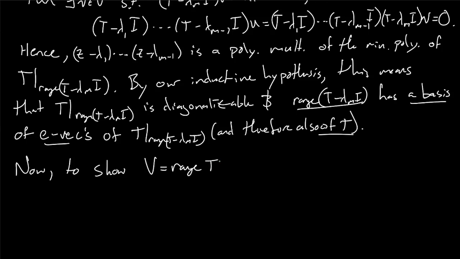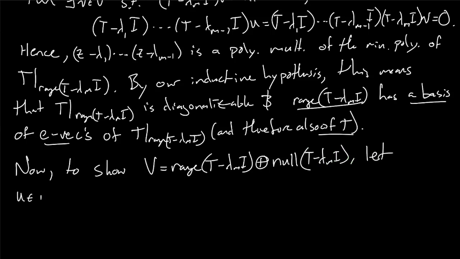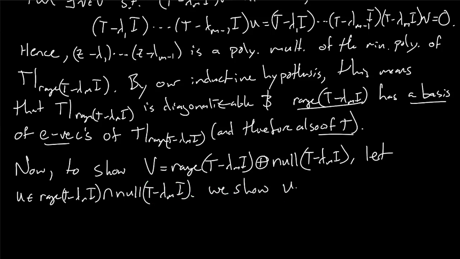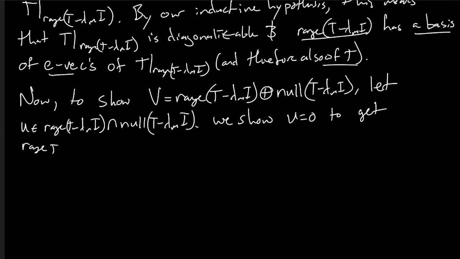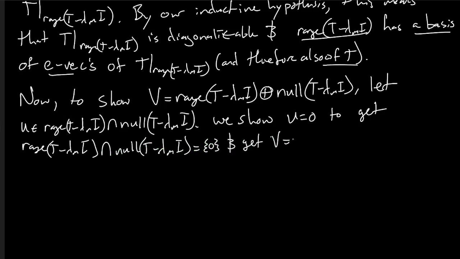Now to show that V is the direct sum of the range of T minus lambda_m I and its null space, let's let u be in the range of T minus lambda_m I intersect the null space of T minus lambda_m I. We show u is equal to 0 to get that the range of T minus lambda_m I intersect the null space of T minus lambda_m I is the 0 set, and get V is equal to the direct sum of the two. Oh, I'm so tired of writing this.